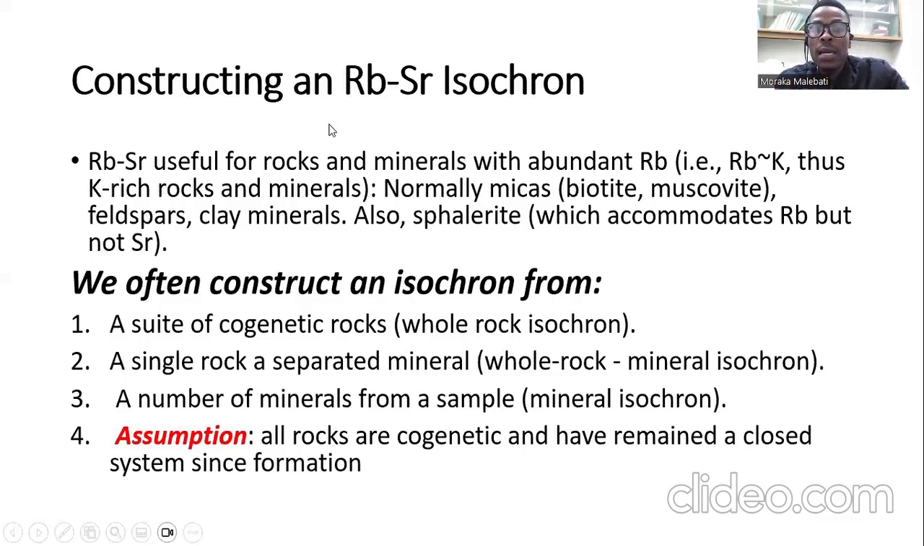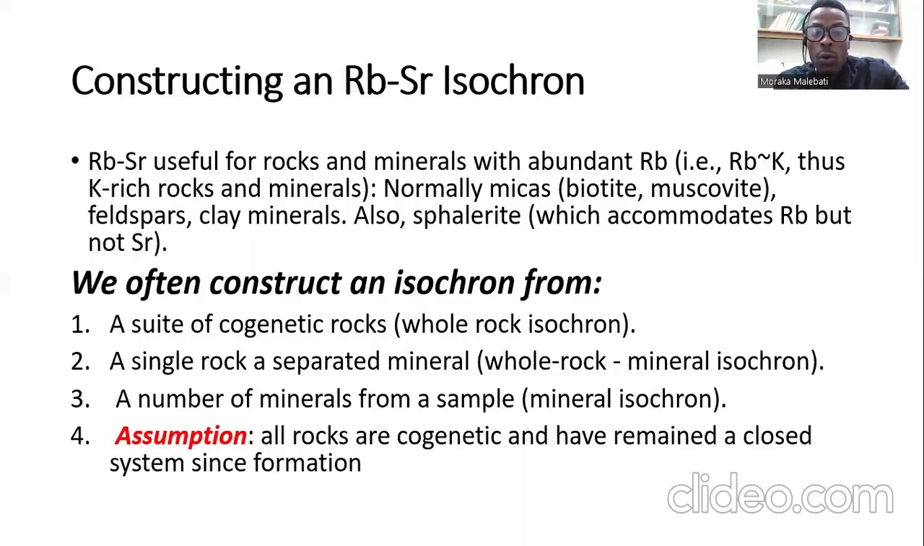So now, constructing this isochron, rubidium-strontium is useful for rocks and minerals with abundant rubidium, and thus K-rich rocks and minerals, normally micas such as biotite and muscovite, and feldspars, clay minerals, also sphalerite, which accommodates rubidium but not strontium. This is just to give you a picture of the rocks and minerals that have a high amount of rubidium.